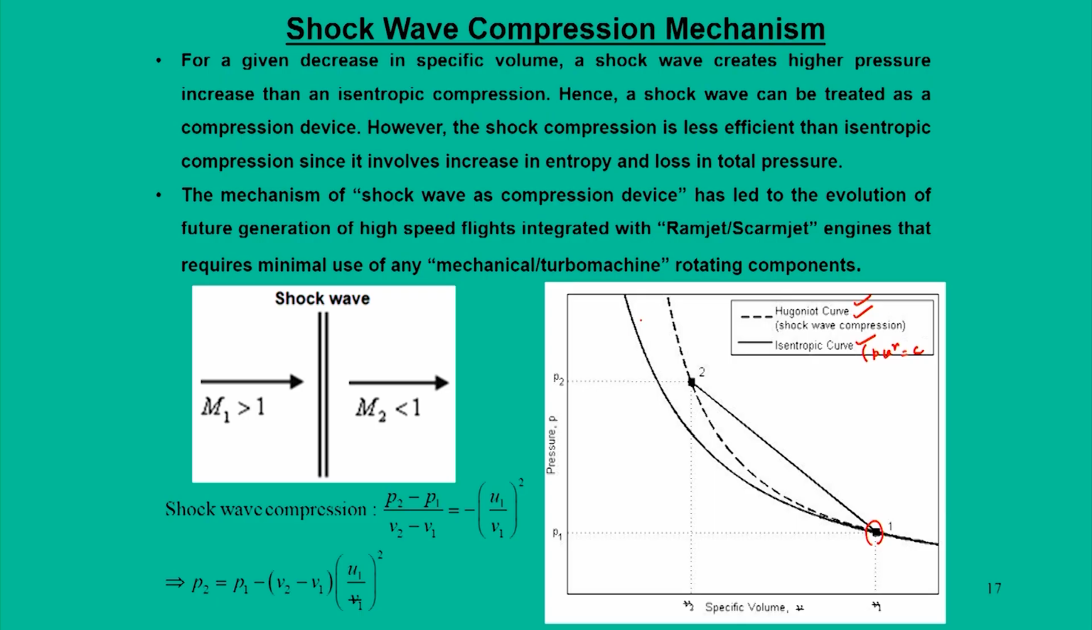So, this is isentropic, this is non-isentropic, and this is what we call a Hugoniot curve, and the Hugoniot curve is irreversible. That is why it is represented as a dotted line, and the isentropic curve is a reversible process.